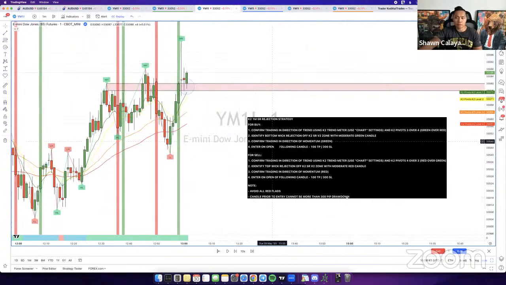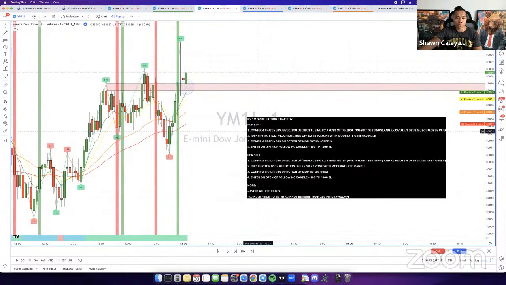So again, going back to the criteria, first step, confirm that you're trading the direction of the trend. It's bullish. Confirm the bottom wick rejection off the SRV2 zone. There's a zone right here, rejecting off that right there. You want to make sure it's a moderate green candle. We've confirmed that. Third, you want to confirm that you're trading in the direction of momentum. We have a buy signal right here. And then you enter on the close of the candle.